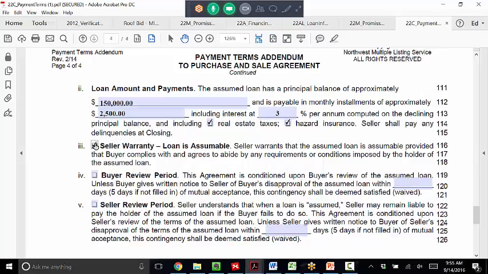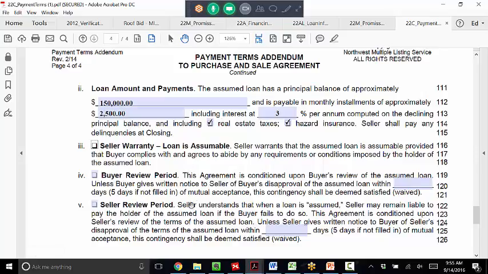I'm telling you there's probably almost none that you would ever check that box because loans are not assumable. Now, could there be exceptions? Absolutely. Smaller banks, they don't mind making assumable loans, but any loan that is sold in the secondary market cannot have assumability. Buyer review period. This agreement is conditioned upon buyer's review of the assumed loan unless buyer gives written notice to seller of buyer's disapproval of the assumed loan within blank days. Mutual acceptance of this contingency shall be deemed satisfied.